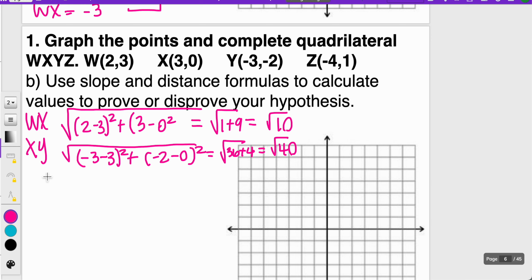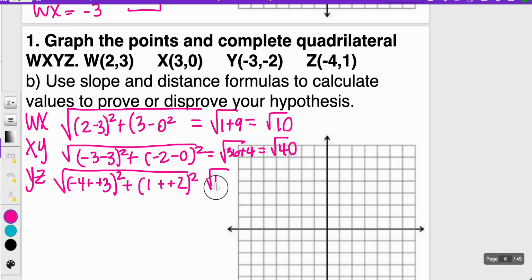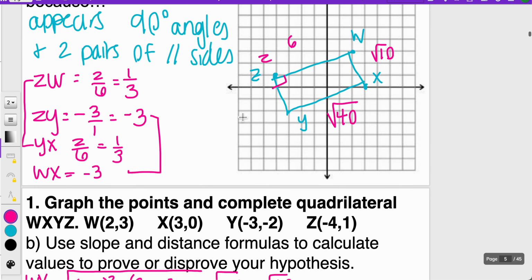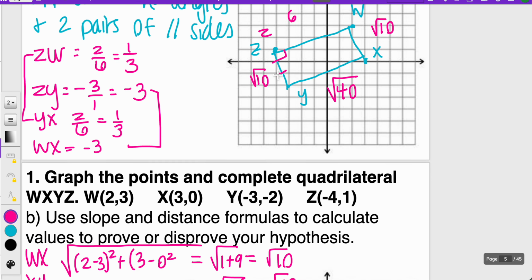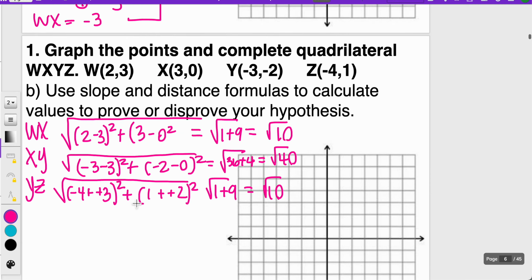Then I'm going to double check YZ. So YZ's distance formula, we'll do -4 minus -3, which ends up being plus positive, and then plus 1 minus -2 squared, which is plus positive. That'll give me 1 plus 9 again, which is square root 10. So far, you're looking more and more like a rectangle, because we've got now 2 sets of parallel lines here because they're the same distance.